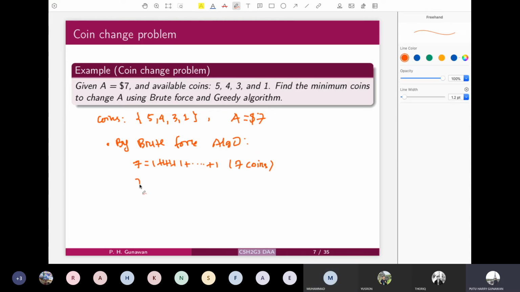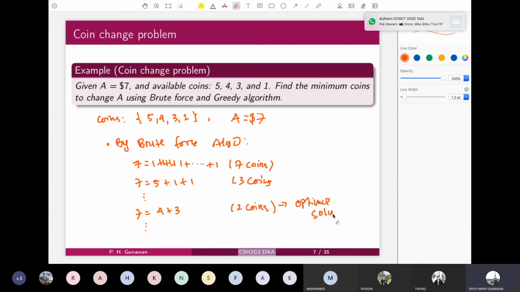And then you will find 7 is 5 plus 1 plus 1, which should be 3 coins. What actually makes the optimal solution for 7? 4 plus 3, right? Yes, 4 plus 3 is 2 coins, and so on. So then you will find this is the optimal solution.